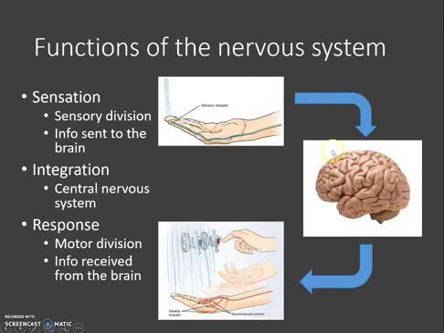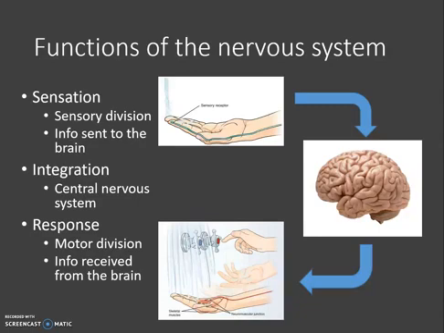In the brain, integration occurs. So integration primarily occurs in the brain. It can also occur in the spinal cord, but the brain's almost always involved. And integration is where that sensory information is processed. So the brain processes what all is going on and gives you the conscious perception of something being hot or cold or rough or painful or something like that.